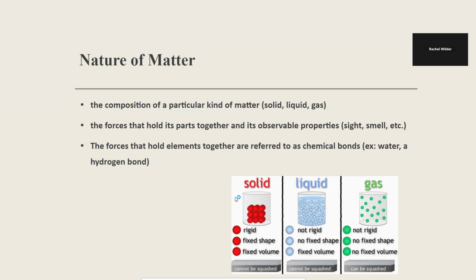This is an image of the three states of matter. Solids are rigid, they have a fixed shape and a fixed volume. Like this cup is solid, right? The stapler is solid. Liquid is not rigid. It doesn't have a fixed shape, meaning it'll take the shape of whatever container holds it, but it does have a fixed volume. Like I couldn't put 16 ounces of water that's in this bottle in an 8-ounce cup. There's no way to compress that.